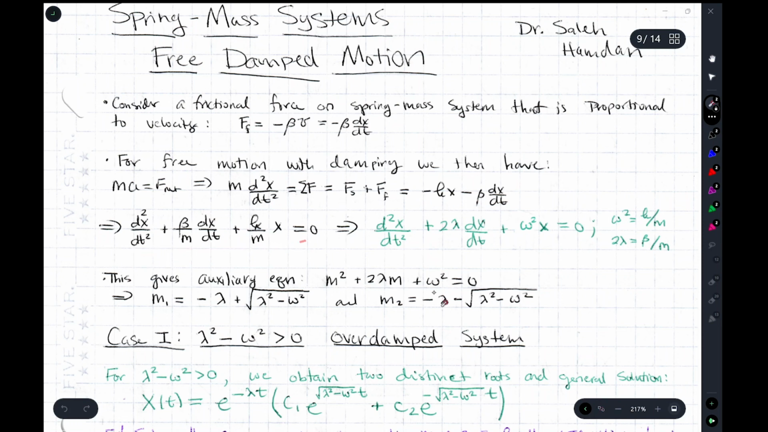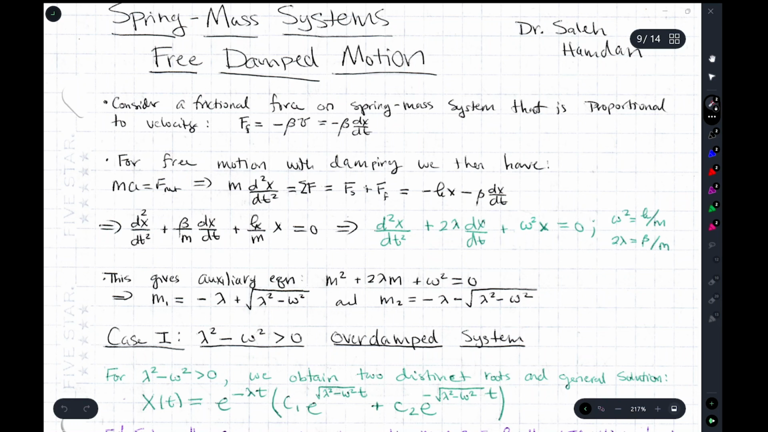Rearranging and defining new parameters lambda and omega squared, as you see here, with omega squared there and 2 lambda. We do this just so that the form of the solutions, the zeros of the auxiliary equation, are easier to express. We get these two roots or zeros of the auxiliary equation corresponding to this differential equation.